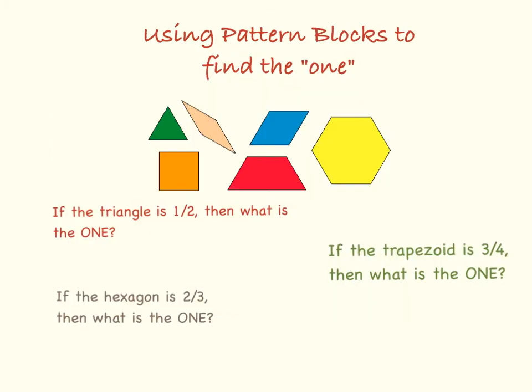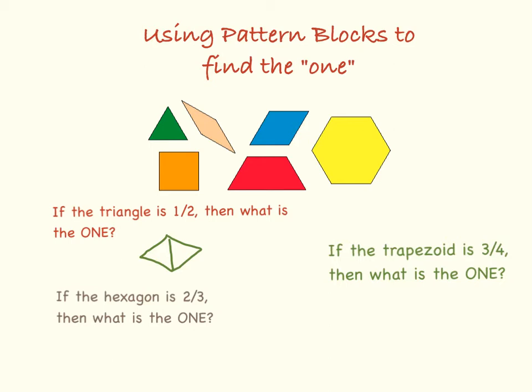So if we are going to be using pattern blocks to find the one, I've got a picture here of the pattern blocks just to remind you what shapes we have. So if we look at the problem in red, if the triangle is 1/2, then what is the one? So that would mean that we had 2 triangles, and 2 triangles would make a rhombus, correct? So there's my one triangle, and here's my second triangle, which would make a rhombus.